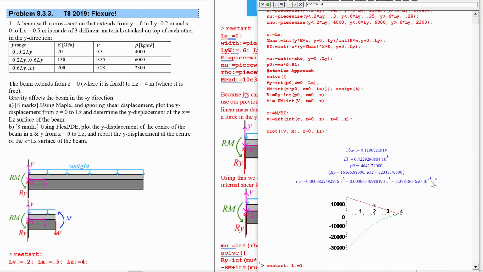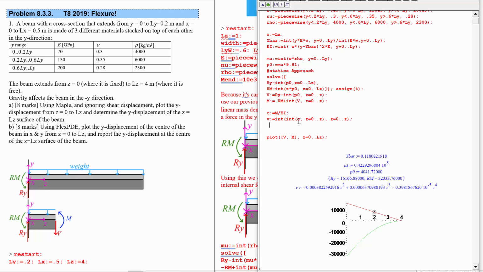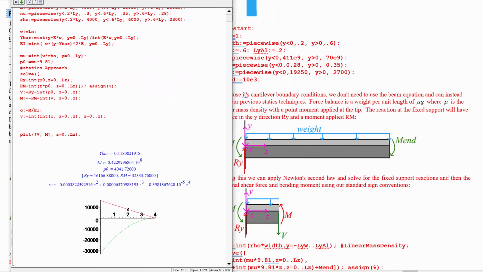And once we've got those two integrals done, so this is two integrals with respect to z, notice that it has actually done things correctly for a fixed support. Really, we integrate once and get the slope at each point, but the slope is supposed to be 0 at the end because of that fixed support. So we end up with a correct thing that has no slope at the left end and no displacement at the left end. Now we can check this method by using the beam equation.